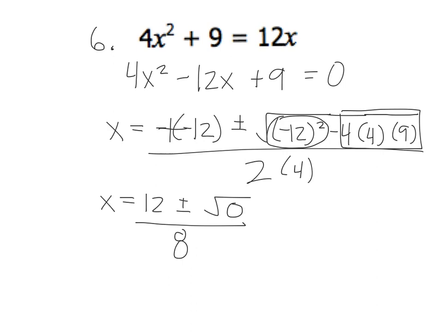So here's the deal. The square root of 0 is just 0. So whether you add 0 or subtract 0, you get the same thing. 12 plus 0 is 12. 12 minus 0 is also 12. So in this case, you actually have one solution. Whenever you have a 0 under the square root sign, you're only going to have one solution. So our solution here is going to be 12 over 8. But we know we're not going to leave it like that, so we have to keep going and reduce that fraction. So your final answer here is going to be 3 halves. And we only have one solution.